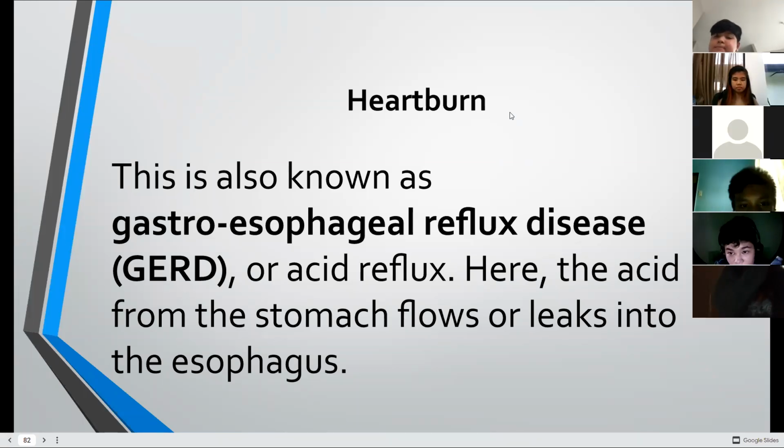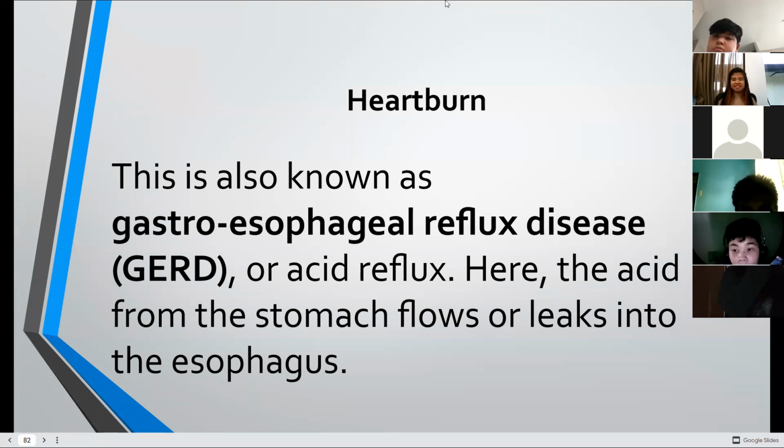We are still in the discussion part. This is in the middle of our discussion. We will be discussing the diseases associated with the digestive system. Okay, we are now in the diseases associated with the digestive system.